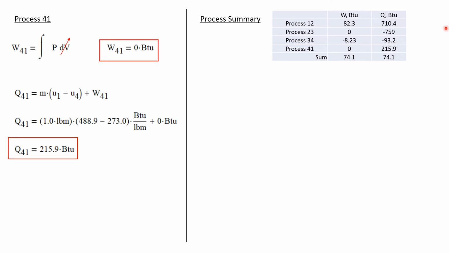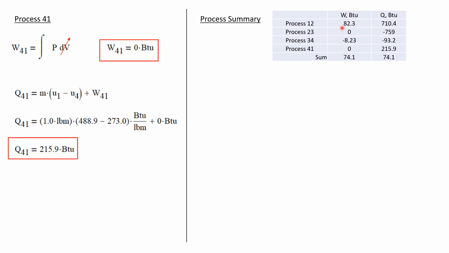Let's summarize the process values that we've calculated. We have 4 processes: process 1-2, process 2-3, process 3-4, and process 4-1. We've calculated the work and the heat transfer for each of the 4 processes. 2 of the processes have 0 work. 1 process has positive work, 1 process has negative work. And some of the heat transfer terms are positive and some are negative.